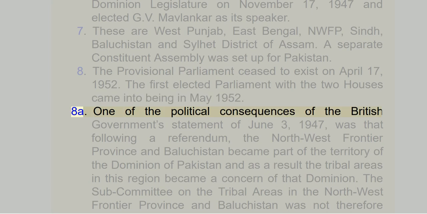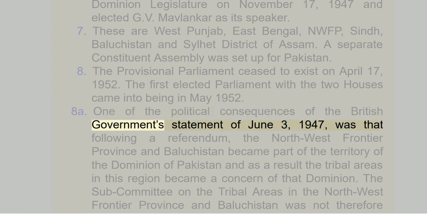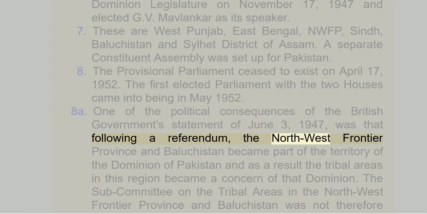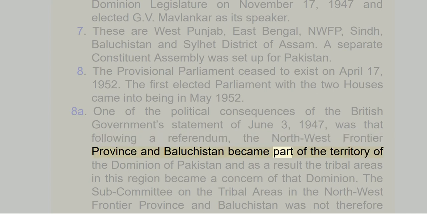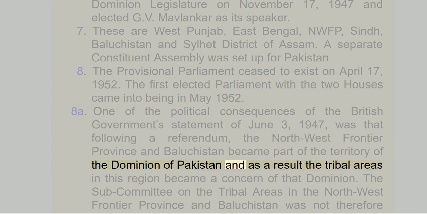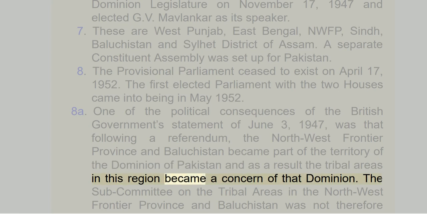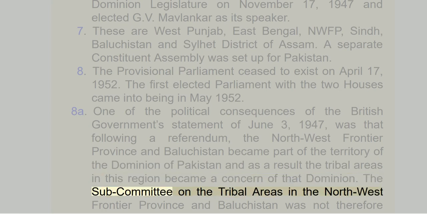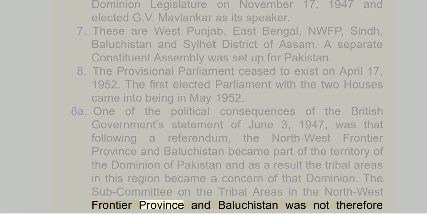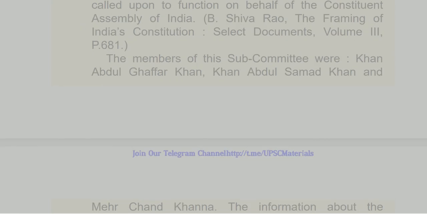8A. One of the political consequences of the British government's statement of 3 June 1947 was that, following a referendum, the Northwest Frontier Province and Baluchistan became part of the territory of the Dominion of Pakistan, and as a result the tribal areas in this region became a concern of that Dominion. The subcommittee on the tribal areas in the Northwest Frontier Province and Baluchistan was therefore not called upon to function on behalf of the Constituent Assembly of India. B. Shiva Rao, The Framing of India's Constitution, Select Documents, Volume 3, p. 681.